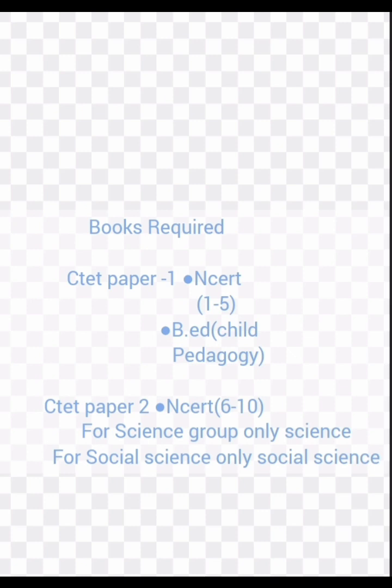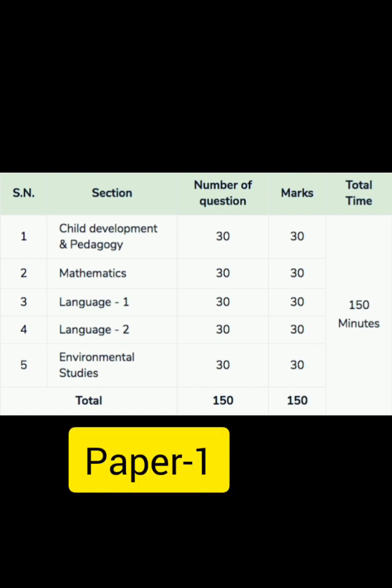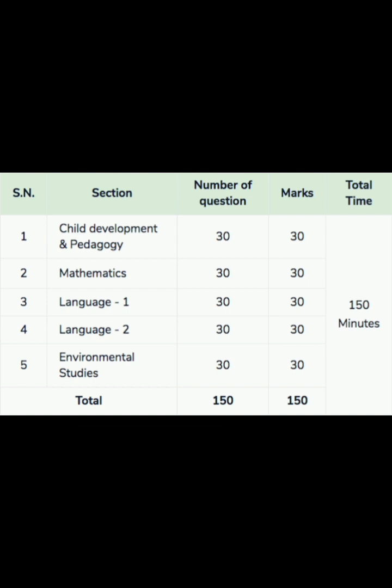If we go to paper 2, then you have to read NCERT 6 to 10, must read books. If you are given science, then science, and social science for social science. Now the number division. For paper 1, child development and pedagogy, the number of questions is 30 and marks is 30. Mathematics 30, marks 30.